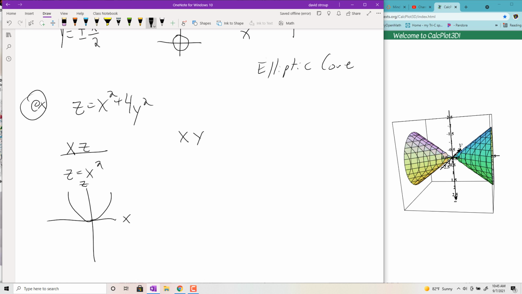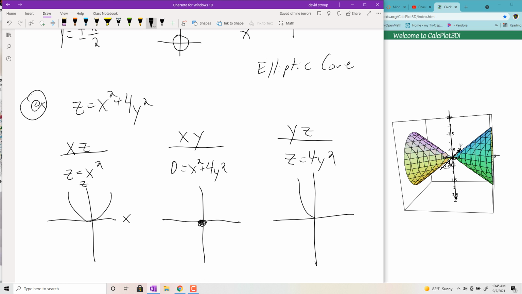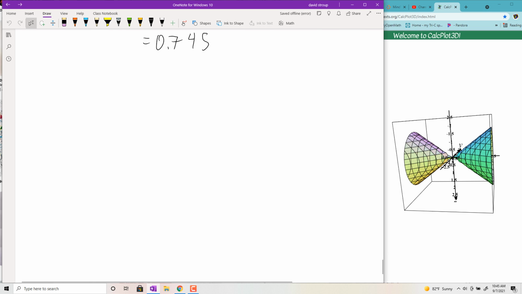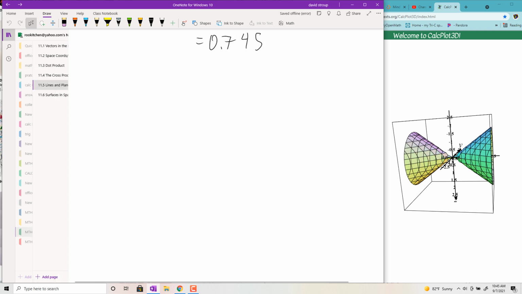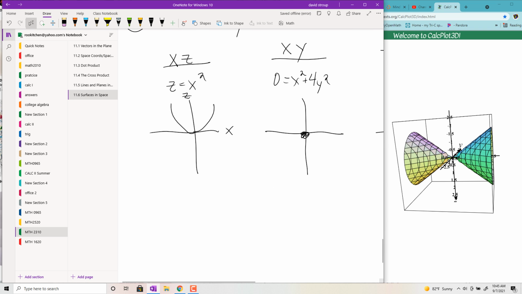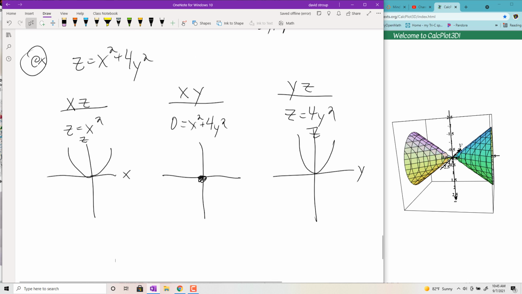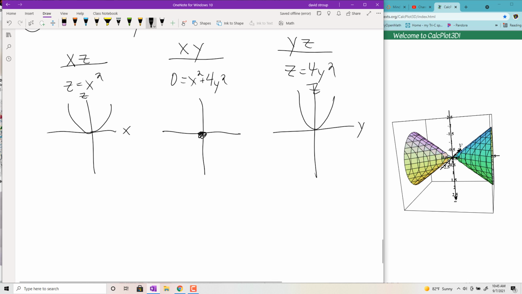In the xy plane, you just have a point, right? So you have 0 is x squared plus 4y squared, which is just a point. The only solution is 0, 0. And then in the yz plane, you'll have another parabola, z equals 4y squared. So you get this other parabola, y, and here's z. And then again, if you were so ambitious to graph this thing in 3 dimensions, let's see if I can do it.